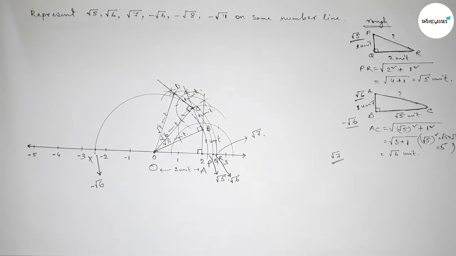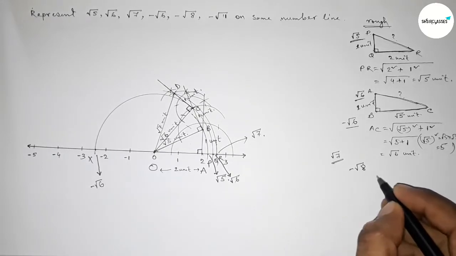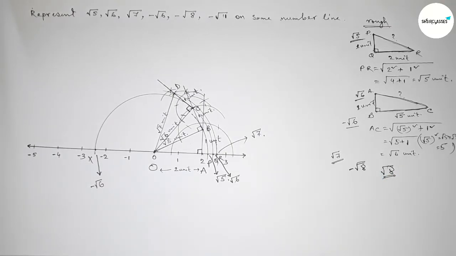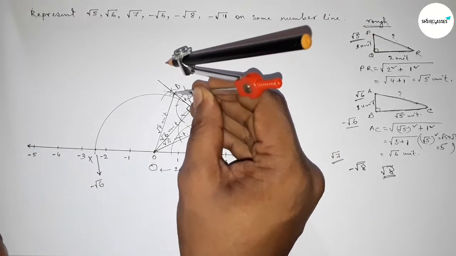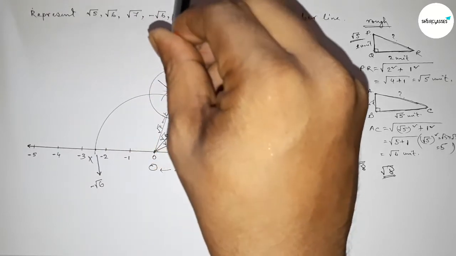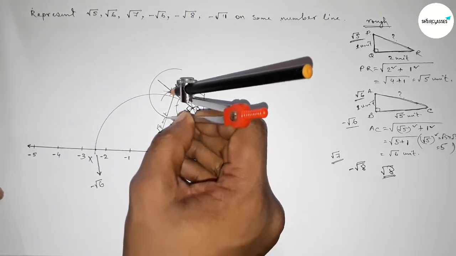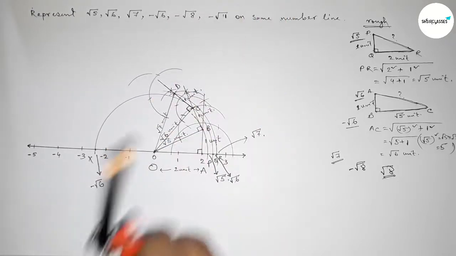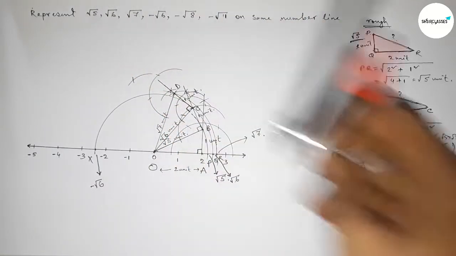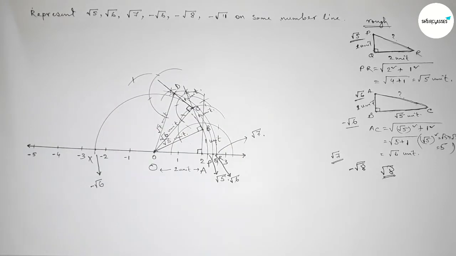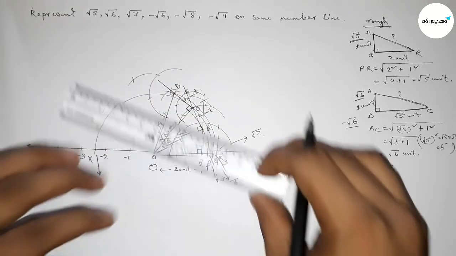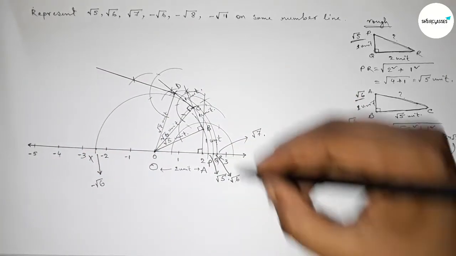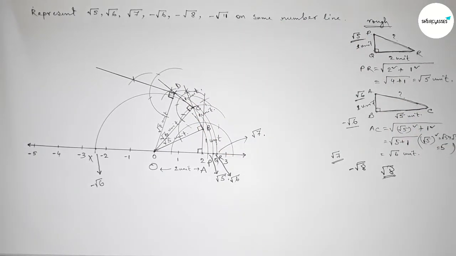Next we have to represent root 8. We have to represent minus root 8. So first representing root 8, then taking minus root 8. Okay, so similarly on the base of root 7, drawing a 90 degree angle at the point D and putting the compass here, taking the same length and cut here. So first drawing a 90 degree angle at the point D. Okay, so both the curves intersect at a point here. Now joining this line to get a 90 degree angle at the point D. So we got a 90 degree angle at the point D.